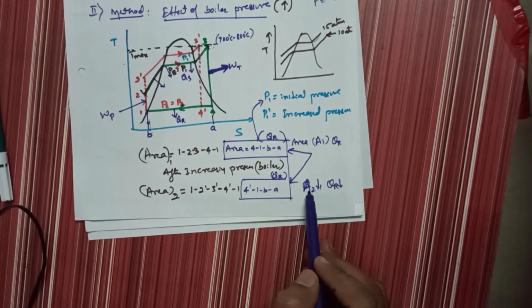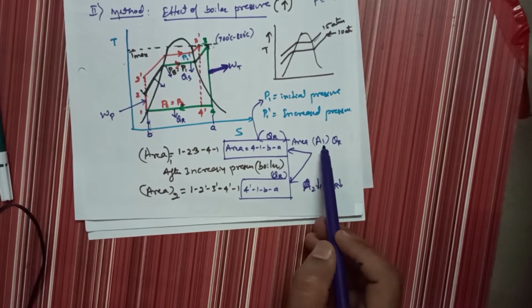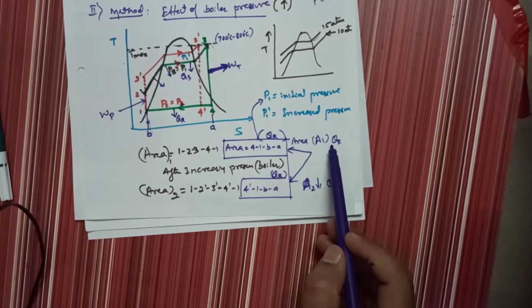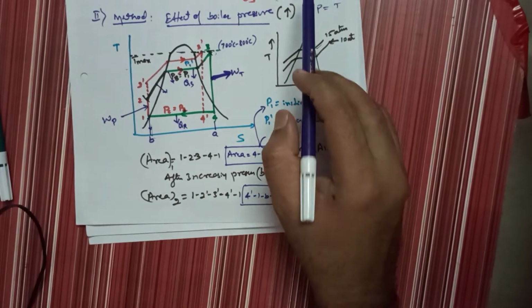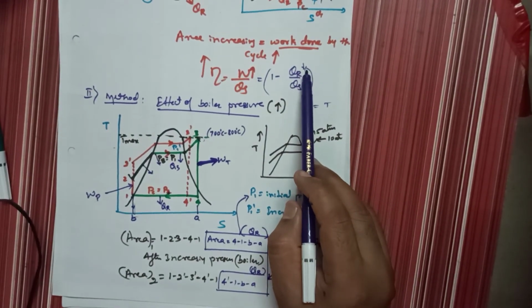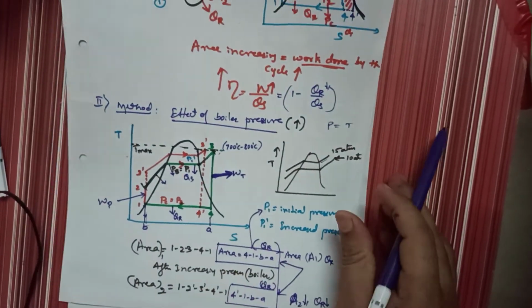So area number 2 looks less than area number 1. So heat rejected is less compared to the heat rejected in area 1. So if the value of QR is less, then efficiency will be more. This is the effect of boiler pressure.